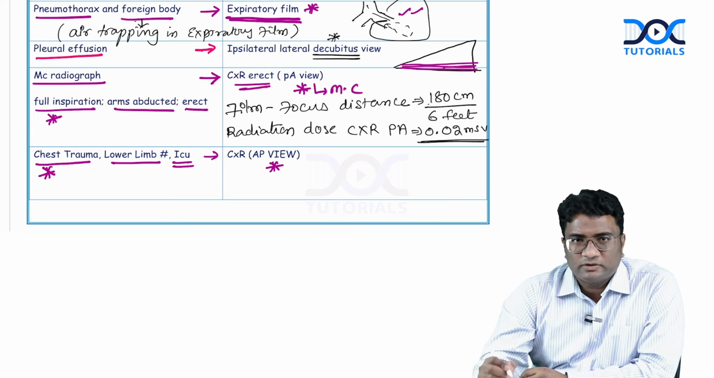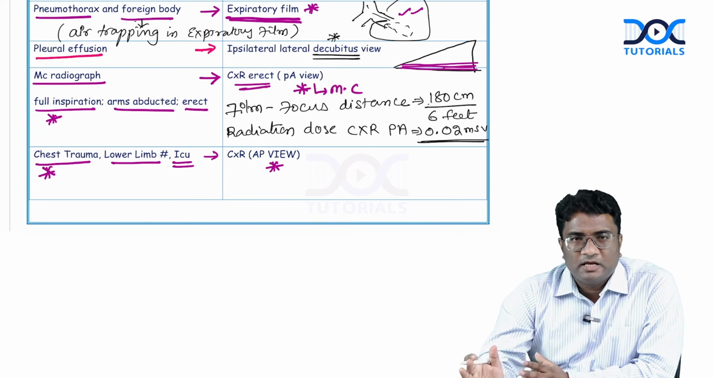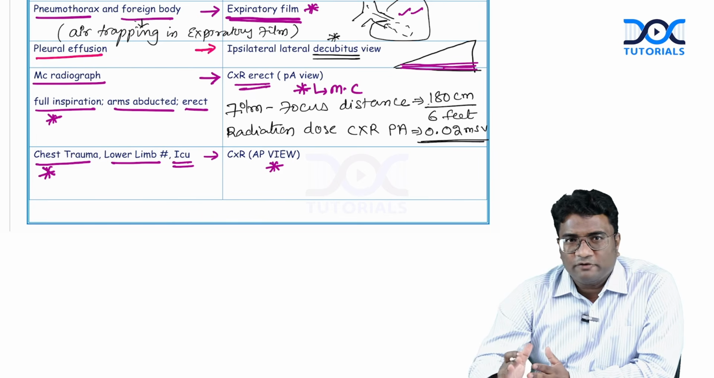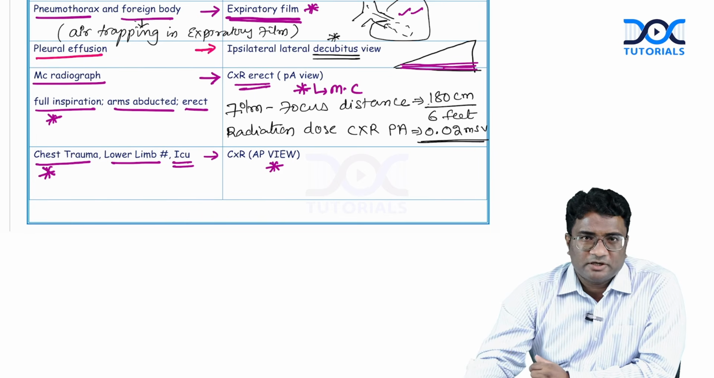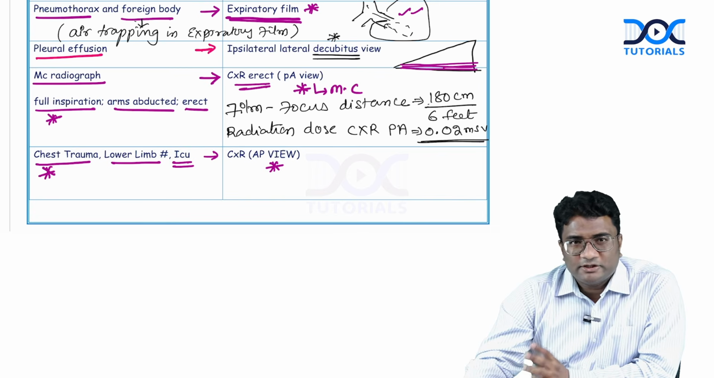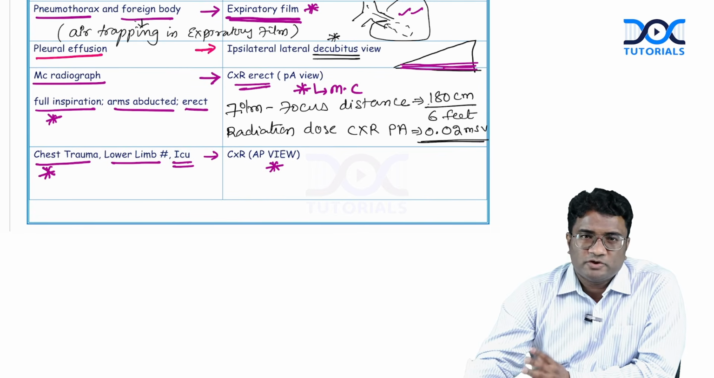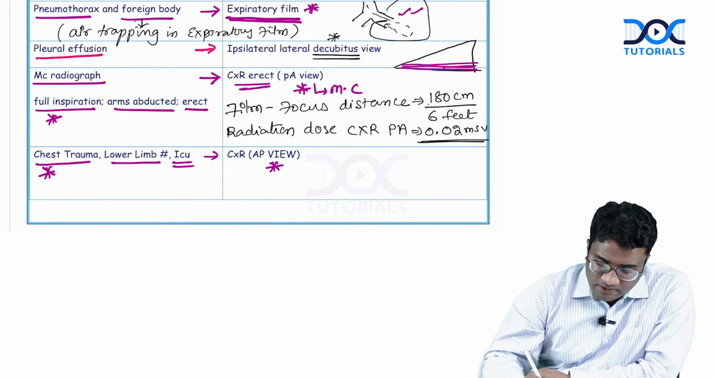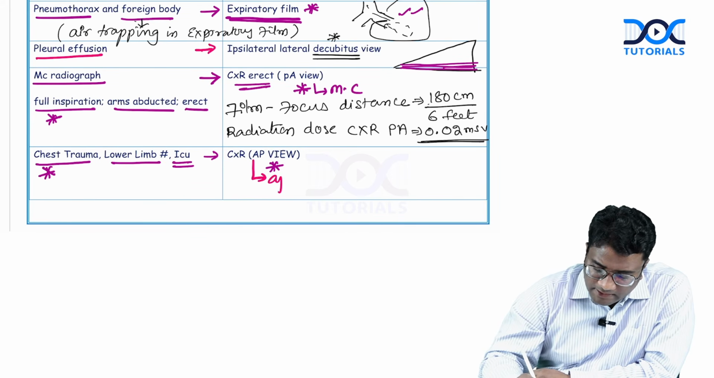So please remember these two things with the most common radiograph. What is the most common radiograph done? Chest X-ray PA view. What should be the film focus distance? 180 centimeters or 6 feet. And what is the radiation dose on a chest X-ray? 0.02 millisievert. An AP view of the chest X-ray will produce apparent cardiomegaly. Remember A for A, apparent cardiomegaly occurs in AP view.